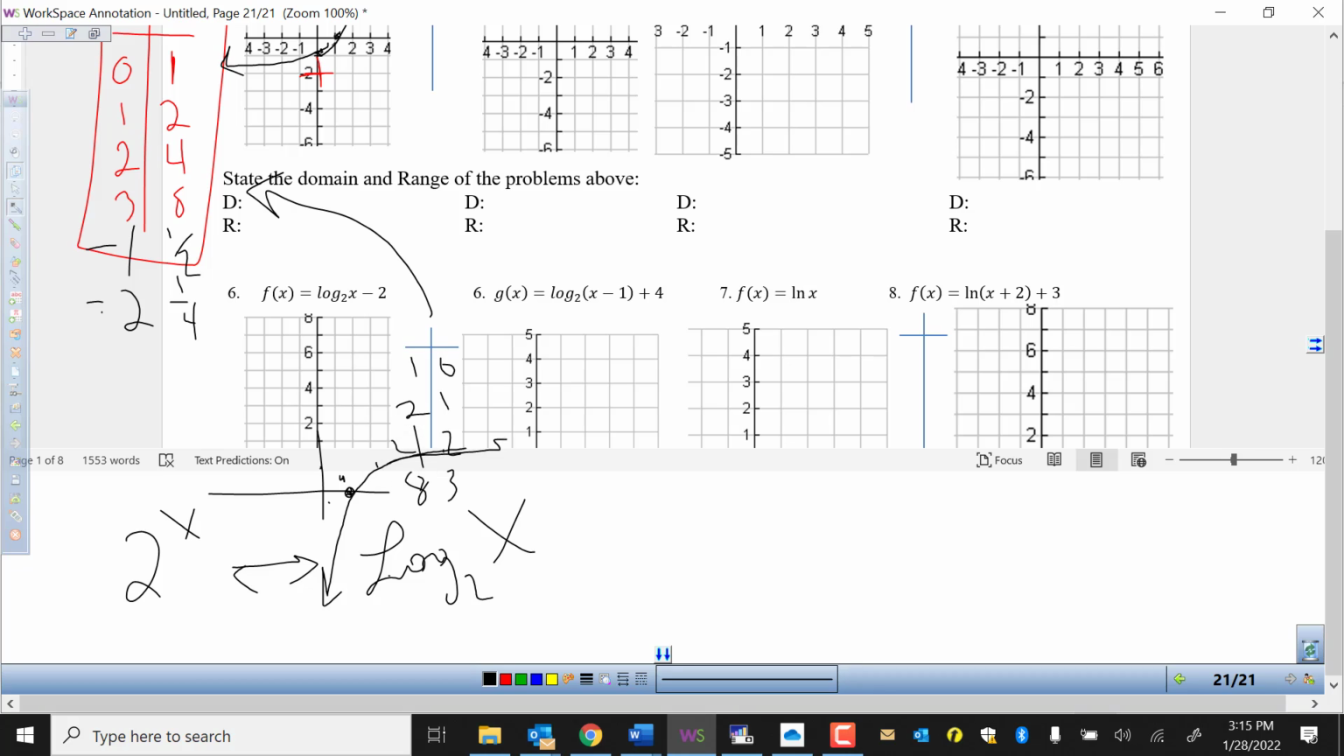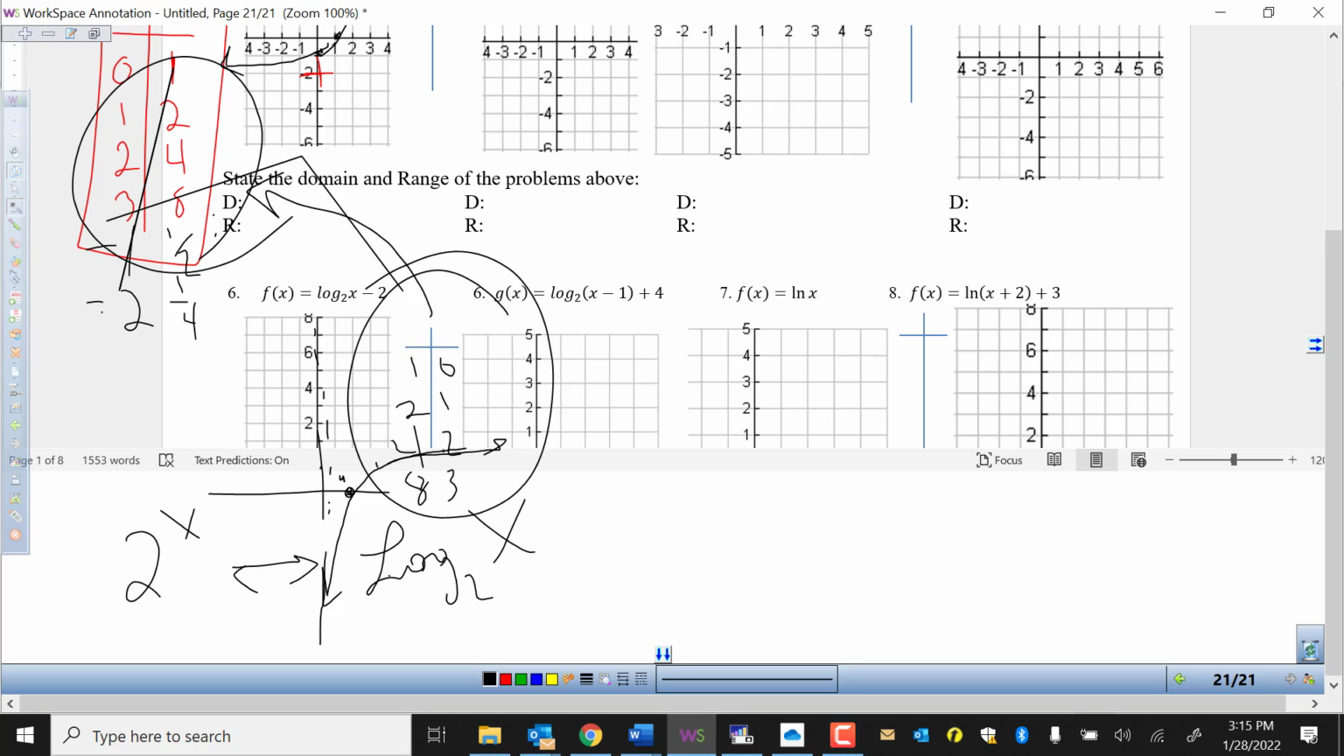And if you notice, you have a vertical asymptote at 0 because it can never cross the y-axis, because you can't have a negative output from a power, which is why that is. But anyway, that's the log base 2 function. It's just the inverse of 2 to the x.